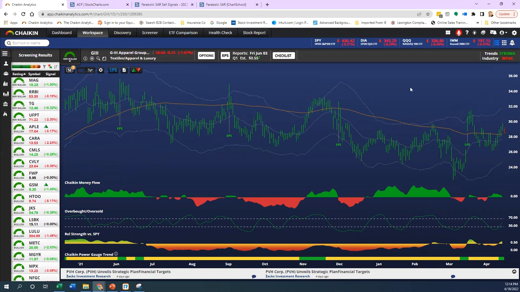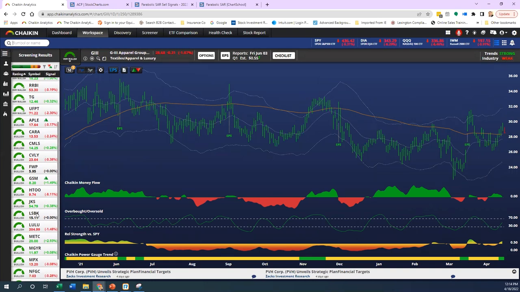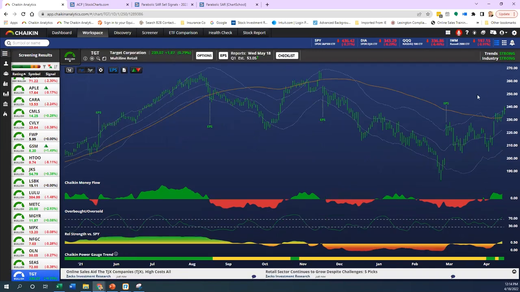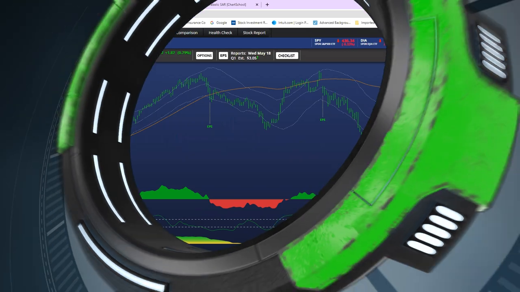Now, this group is not strong, but if I look at Target, let me look at that group, the industry itself, I do have a strong group here. So again, the consumer's not dead. People are still betting on consumer spending in this particular market. Even though rates are rising at a rapid pace, the consumer still tends to spend in the face of inflation and potential recession fears.